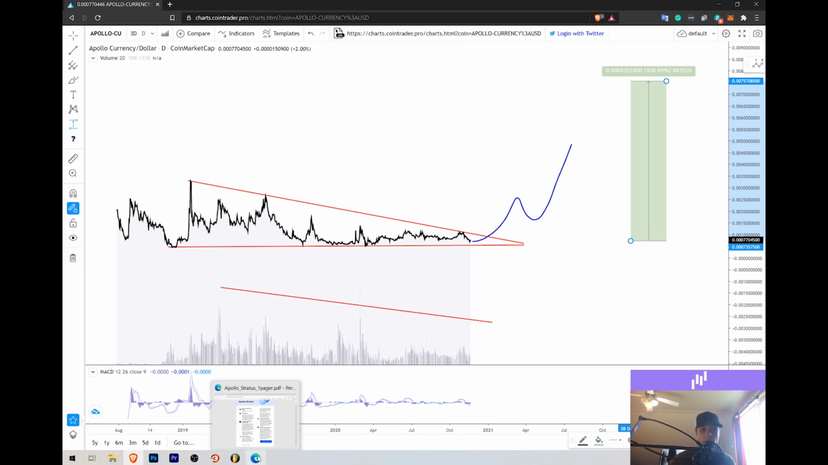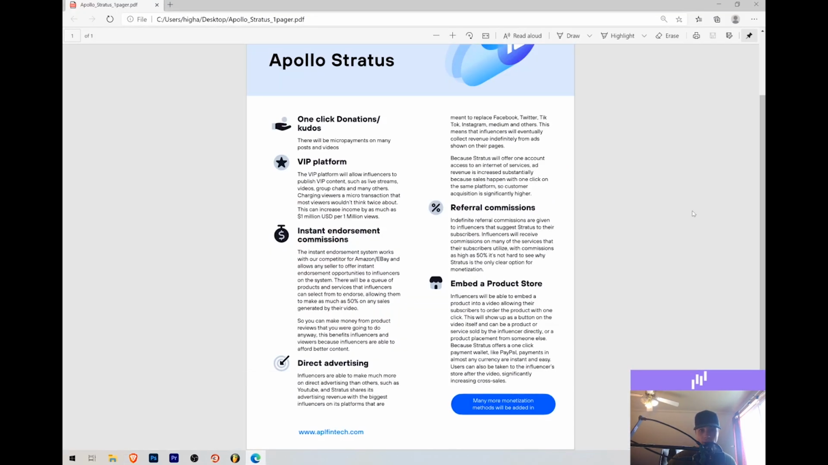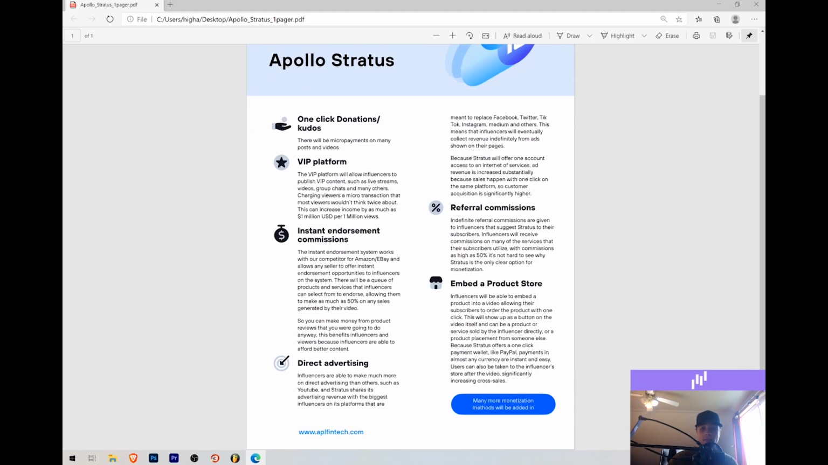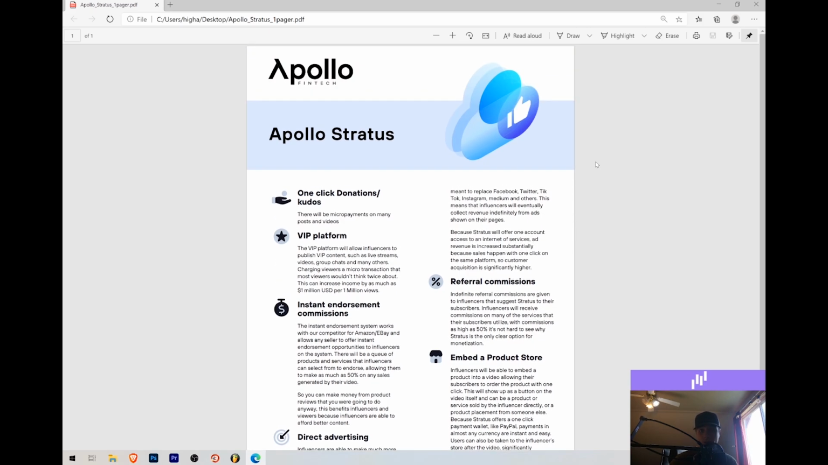I'm really excited about Apollo currency and Apollo Stratus. If you guys are an influencer, go ahead and comment down below and let me know if any of these things that Apollo Stratus is doing would interest you as an influencer. Once I actually read through this, it made total sense to me as an influencer and as somebody that's done a lot of research in business and entrepreneurship and marketing and sales. It's really interesting to see the way that they have this designed, and I'm excited to see it as it's presented to the public. So definitely something to keep an eye on with Apollo Stratus, you guys.